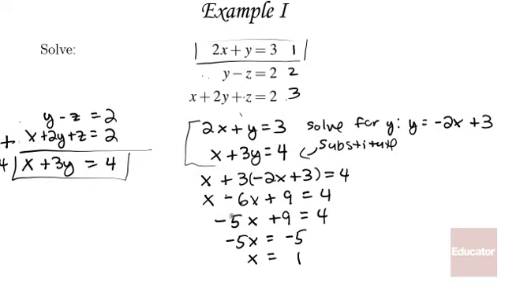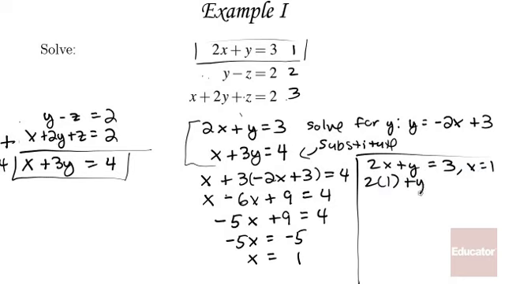I solved by substitution, and I came up with x equals 1. Since I know that x equals 1, I can go ahead and substitute this into this equation to find y. So looking at equation 1, 2x plus y equals 3. I know that x equals 1, so that's 2 times 1 plus y equals 3, or 2 plus y equals 3. Subtracting 2 from both sides, I get y equals 1.